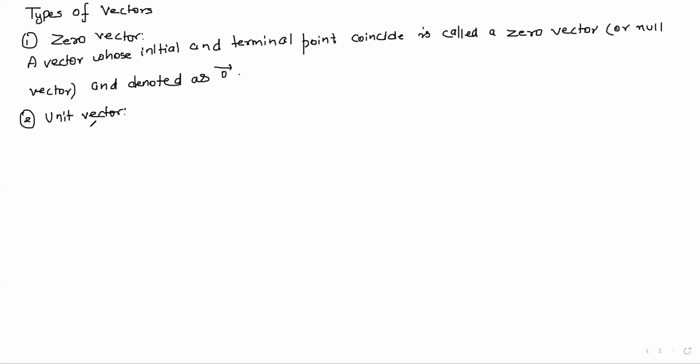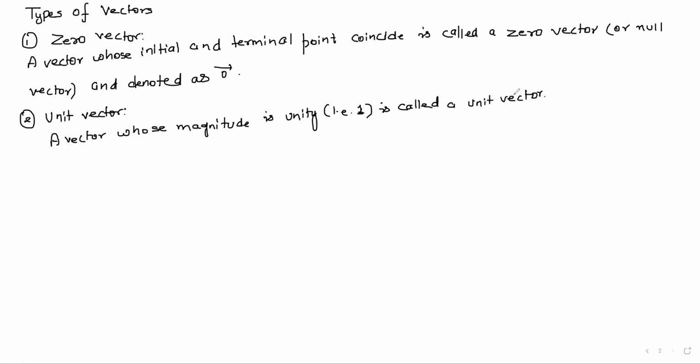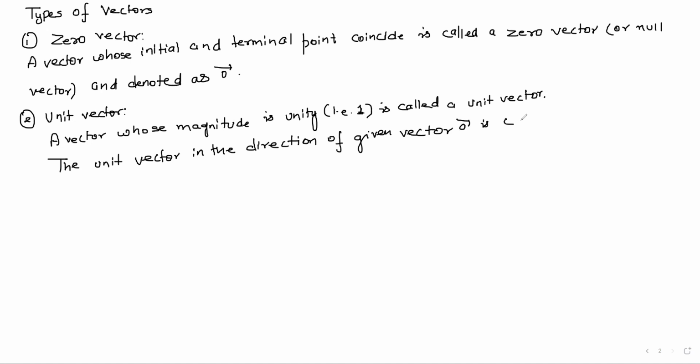Next is the unit vector. Unit vector means having magnitude of 1. So a vector whose magnitude is unity, that is 1, is called a unit vector. The unit vector in the direction of a given vector A is denoted by A cap.